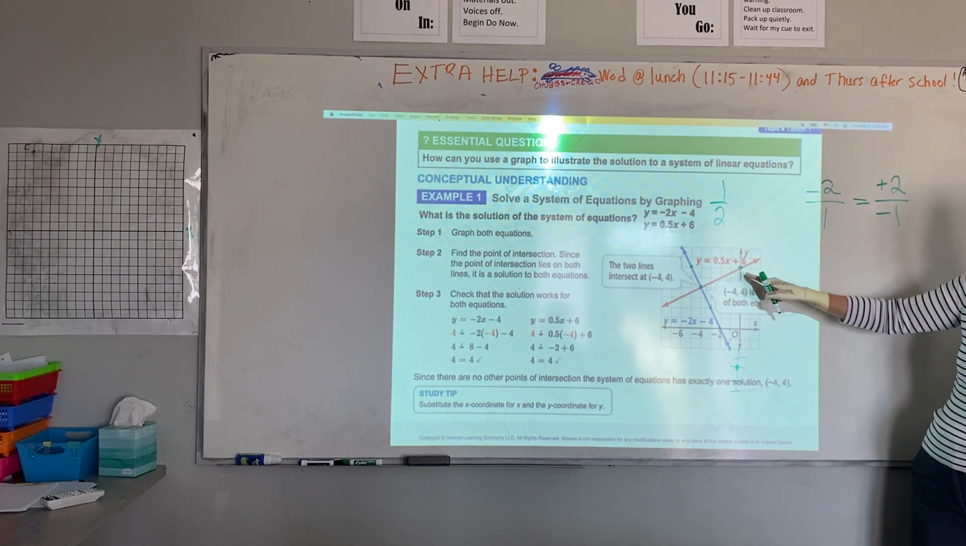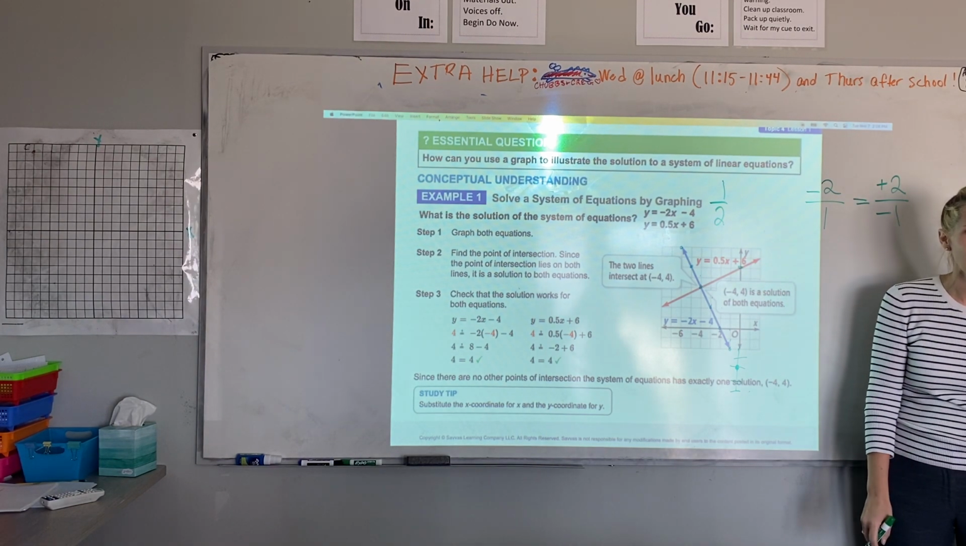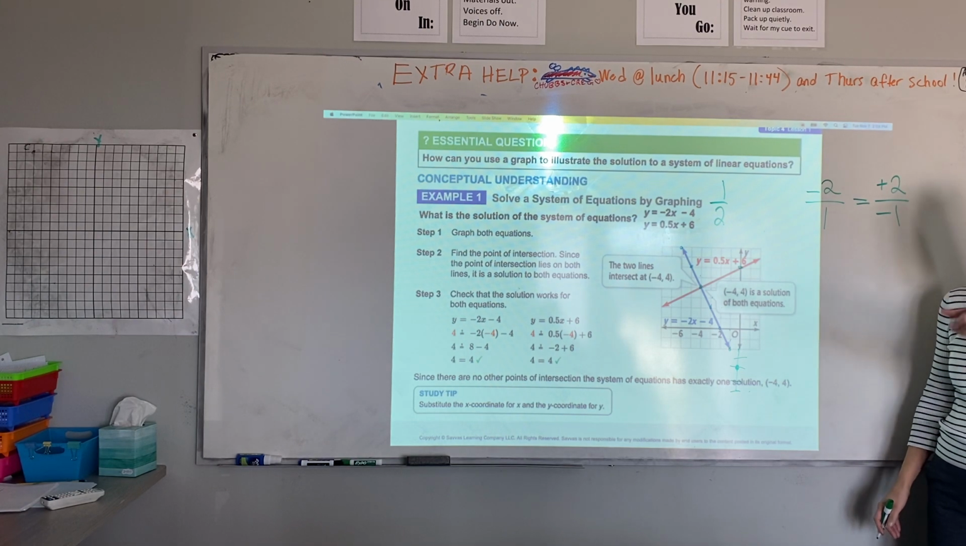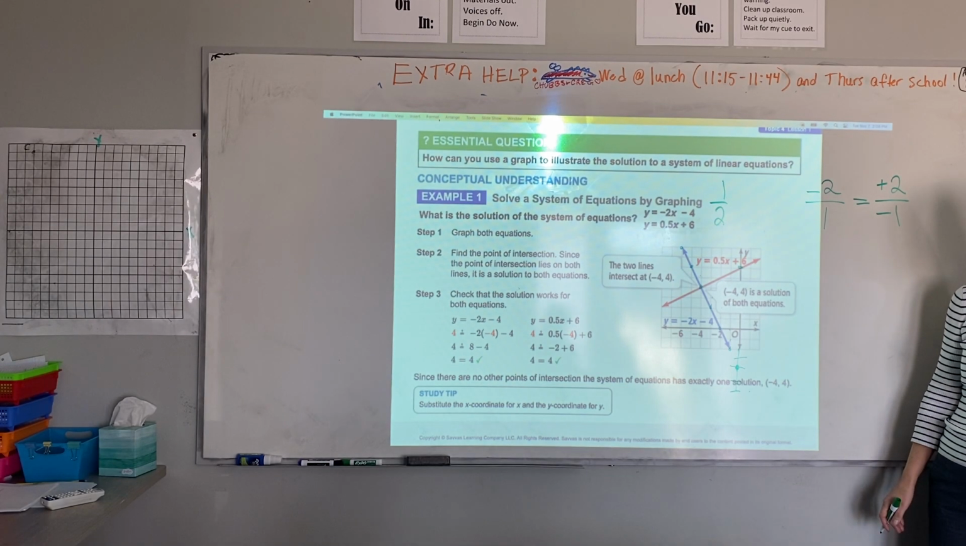Now watch what happens. Up 1 over 2, up 1 over 2. I'm going farther away again. What should I do? -1 over 2. Nope. Okay, 2 over 1. Nope. -2 over 1. Nope. Oh, no way. 1 over 2. Nope.